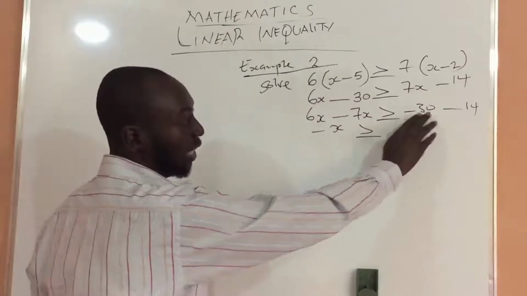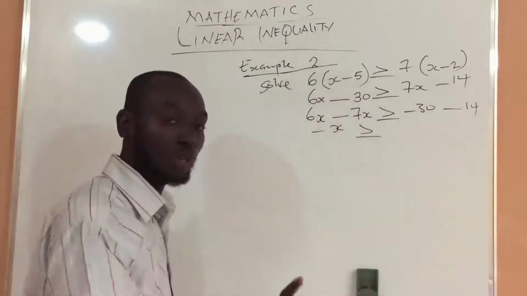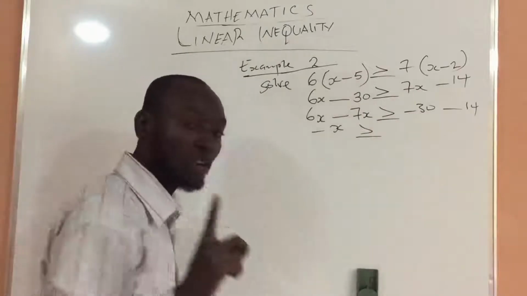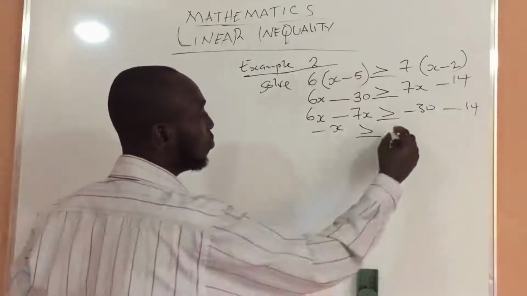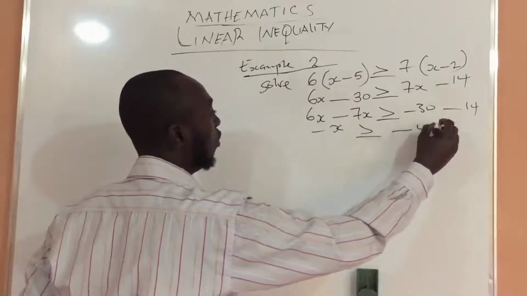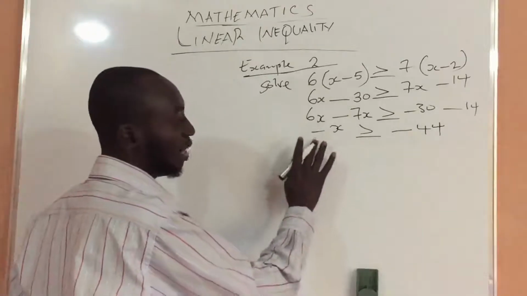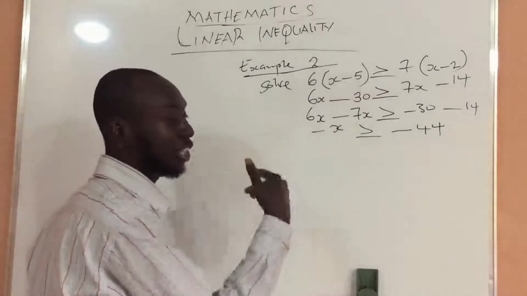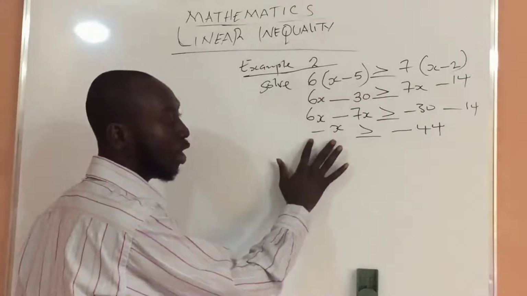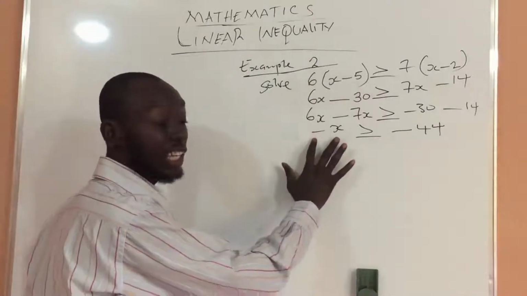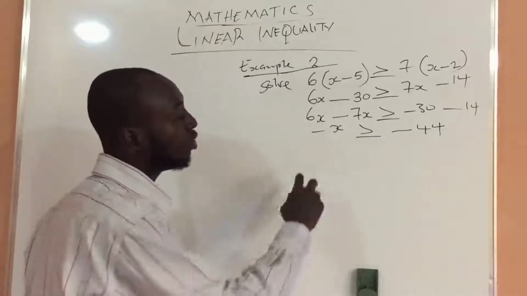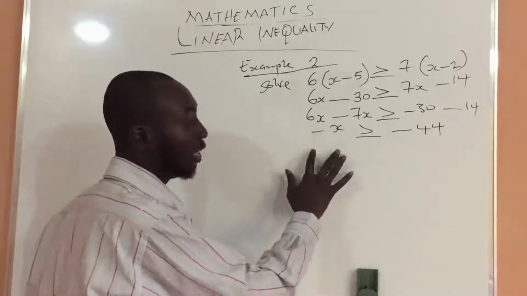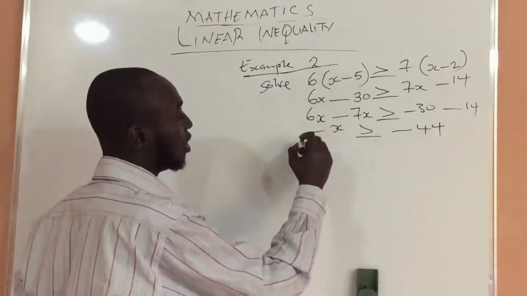Don't forget I will still have a negative sign in between the two numbers, so I'm just going to take one of the negative signs. That gives us minus 44. So I'm going to divide both sides by minus 1. When you are given a question like this, my coefficient here in minus s is minus 1. So I divide both sides by the coefficient, which is minus 1 here.